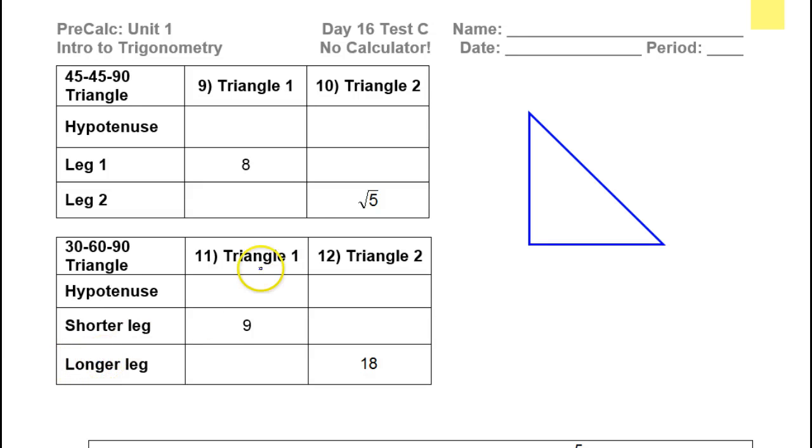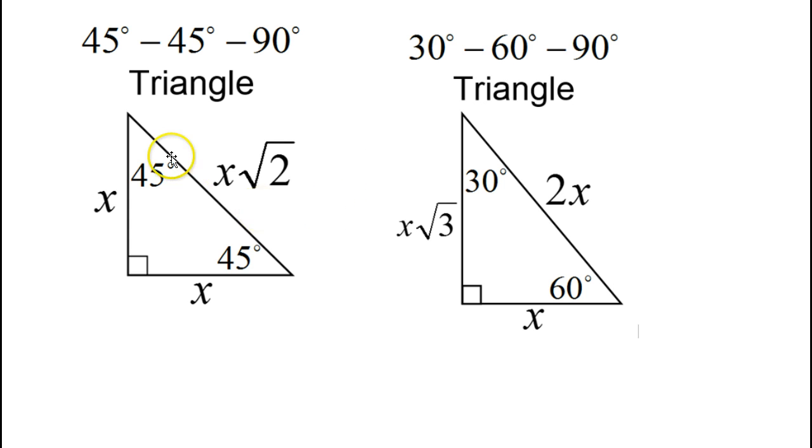Alright, in this video we're going to use these two problems to review special triangles. So real quick, let's jump over and remember the patterns. You should go ahead and memorize these patterns if you have not done so years ago.